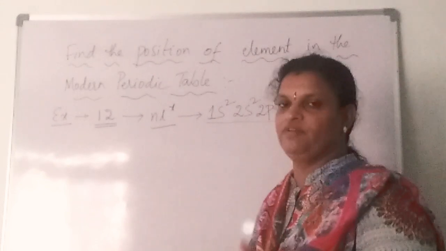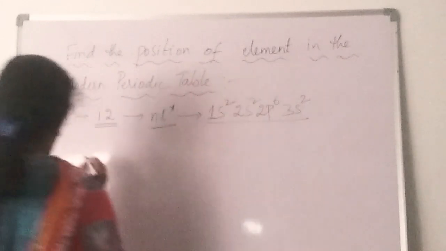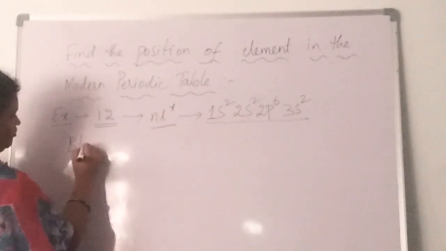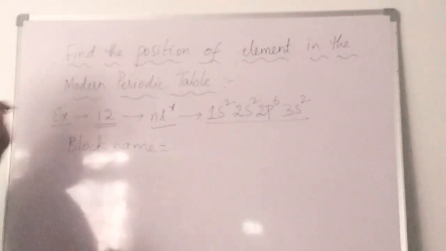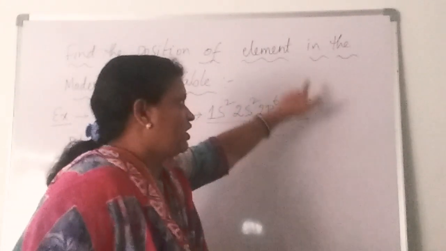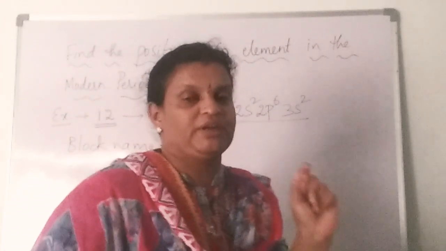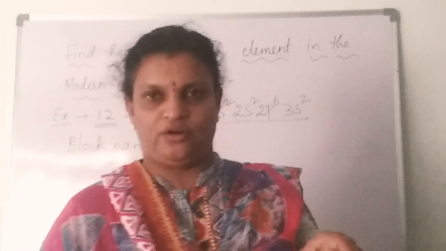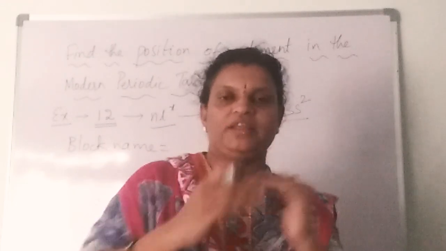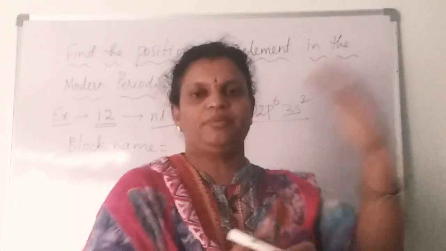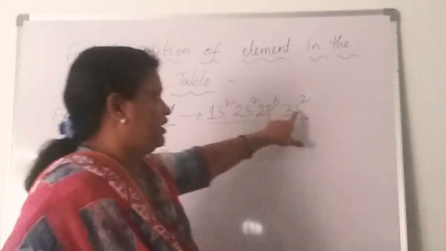Now based on this, we can say what the block name is. First of all, we will see how to say the block. So what is this block name? How do we have to say it? Block name is equal to the orbital into which the last electron is entering. For the last electron we have to use one particular name here, called the differentiating electron. A differentiating electron is nothing but the electron which is making the difference with the previous element. Compared to the previous element, wherever we are getting the difference, that becomes the differentiating electron.